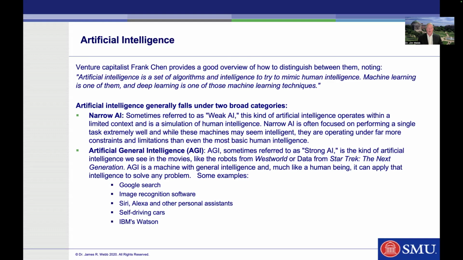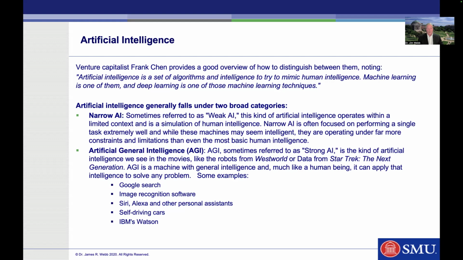So we've got two kinds here. You've got narrow artificial intelligence. People call this weak AI. It operates with a limited context and it's kind of a simulation of human intelligence, focused on a single task. But then you've got AGI, artificial general intelligence. This is the kind of stuff you see on TV, Westworld, Data from Star Trek: The Next Generation.